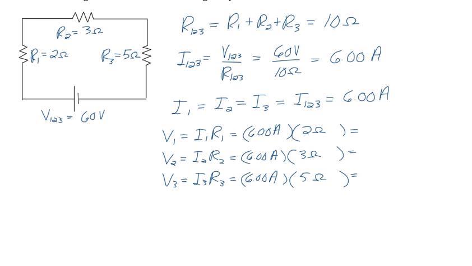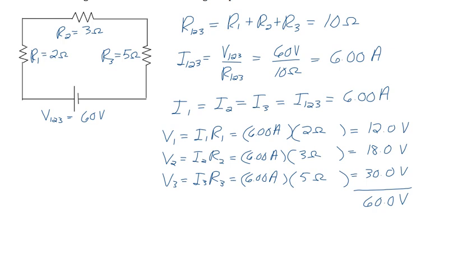All right, so adding those all up, the numbers were nice and rounded off, so it should be easy enough to do in your head. 6 times 2 is 12, so we're going to get 12 volts is the voltage drop across the first resistor. 18 volts is the drop across the second one, and 30 volts is the drop across the third one. If we add them up, they do add up to 60 volts, so it does check.